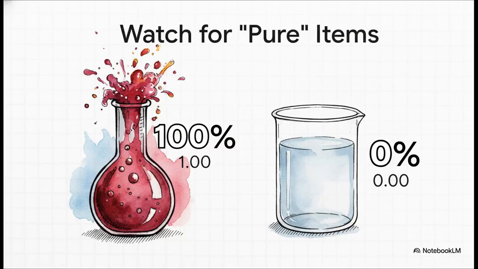Oh, and here's another quick heads up. If a problem ever says you're adding a pure ingredient, like pure acid, just remember that means it's 100%, so you use the number 1.00 in your equation. And on the flip side, if you're adding something that has none of the ingredient, like adding pure water to an acid mix, well, that's just 0%.